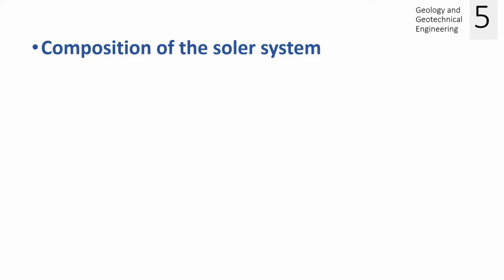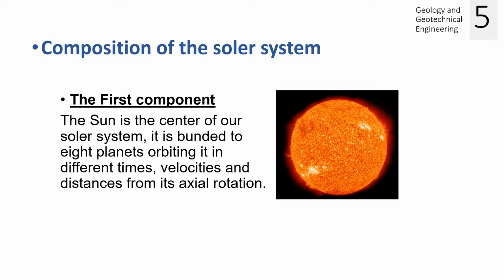For simplification, I have separated the solar system into 7 components. The first component is our sun, which is the center of our solar system. It is bonded to 8 planets orbiting it at different times, velocities, and distances from its axial rotation.